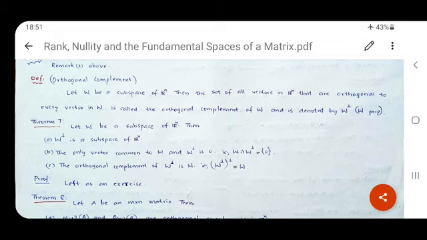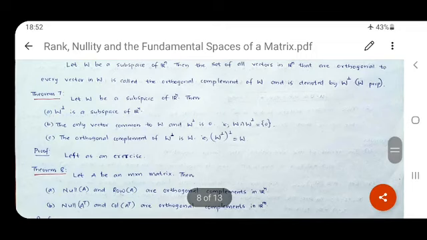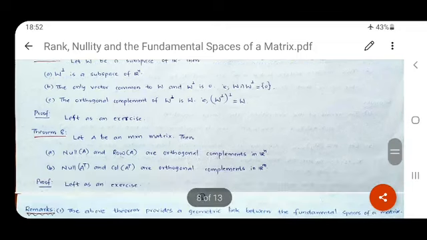Then part B: the only vector common to both W and W perp is 0. That is, 0 is the only vector in W intersection W perp. Third part is the orthogonal complement of W perp is W itself. That is, W perp, the whole perp, is equal to W. The proof is again an exercise. It's a simple proof.